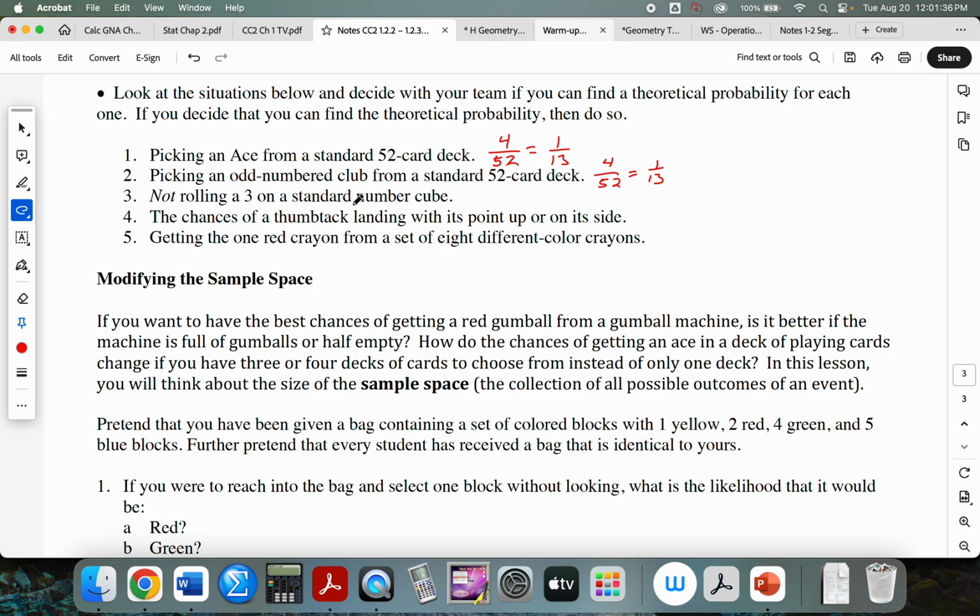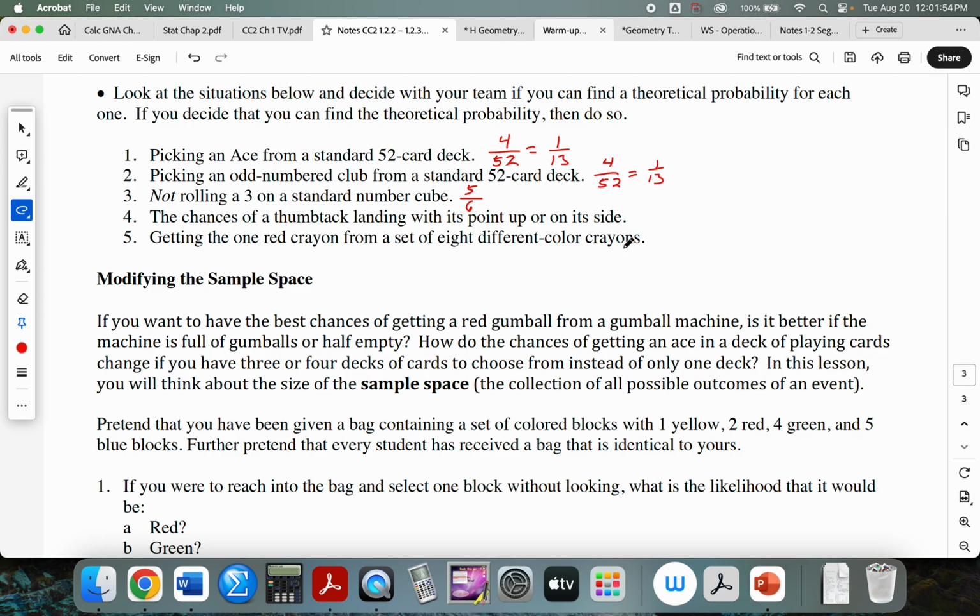Not rolling a 3 on a standard number cube. 1 6. No, 5 6. 5/6. Read carefully. It says not getting a 3.